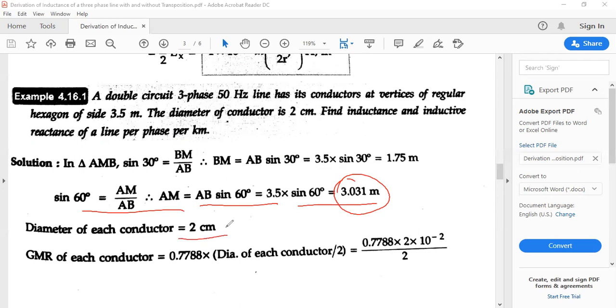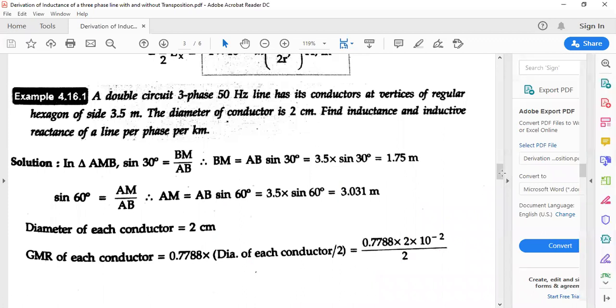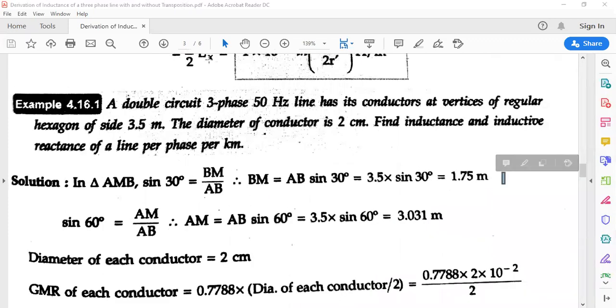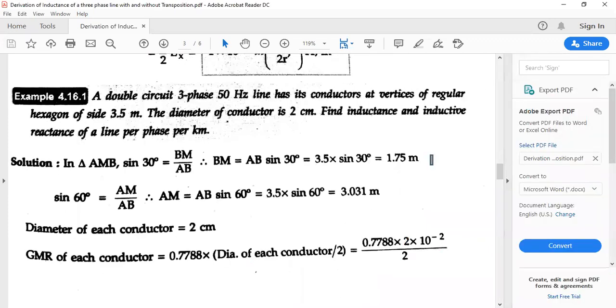The diameter of each conductor is 2 centimeter, and the GMR of each conductor is 0.7788 into the diameter of each conductor divided by 2. Later on you can find 0.7788 into 2 into 10 power. This is the diameter, and diameter divided by 2 is the radius. So you can find out whatever the things that are present there.